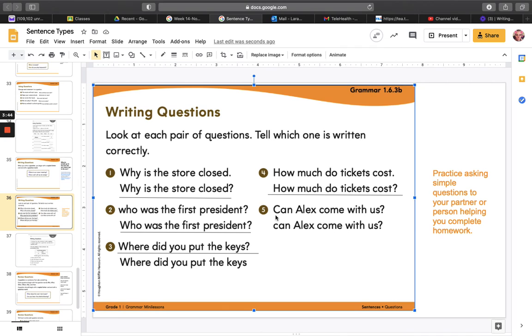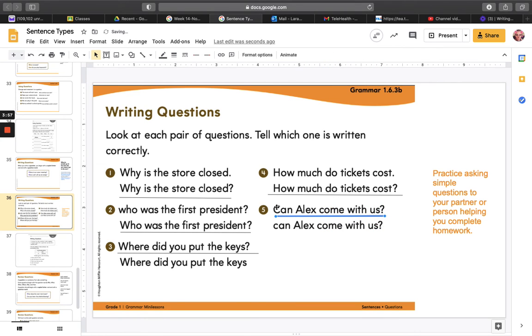And number 5 says, can Alex come with us? So which one of these is written correctly? If you said this one, you are correct. It has a capital at the beginning because we know all sentence types begin with a capital letter, and it's asking us something, so it ends with a question mark.